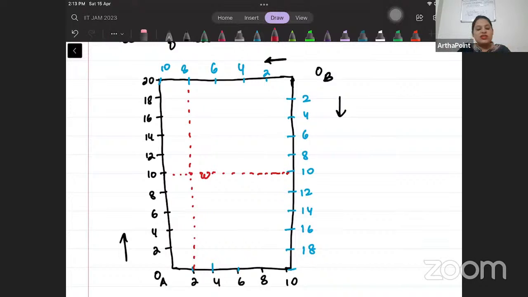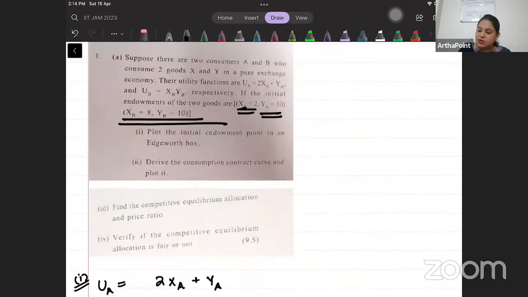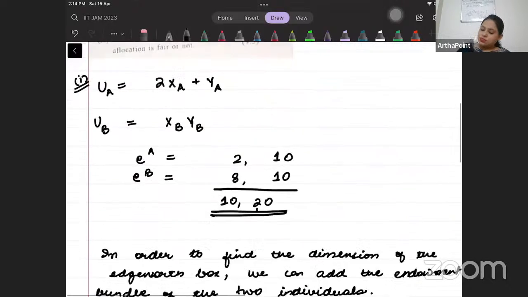Okay, so now let's go one step ahead and go to part B of this question. So this is my first part, beta. The second part says derive the consumption contract curve and plot it. Now, part B.